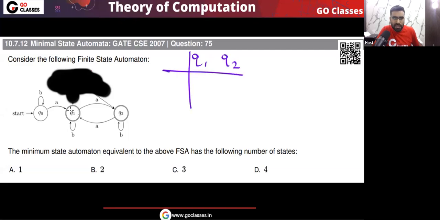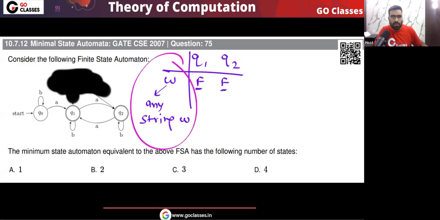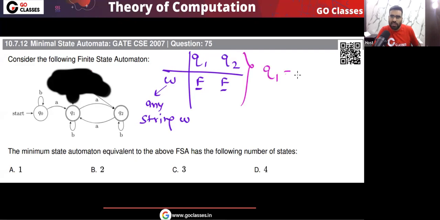You can easily see one thing: this Q1, Q2, on every string, what will they do? They will go to a final state. From this Q1, on any string W, whatever string W you take, where will we go? We will go to a final state, either Q1 or Q2. Similarly, from the state Q2 on any string W, we will go to a final state. So you can notice that on any string W, Q1 and Q2 are both always going to a final state. So I can say that Q1, Q2 are equivalent.